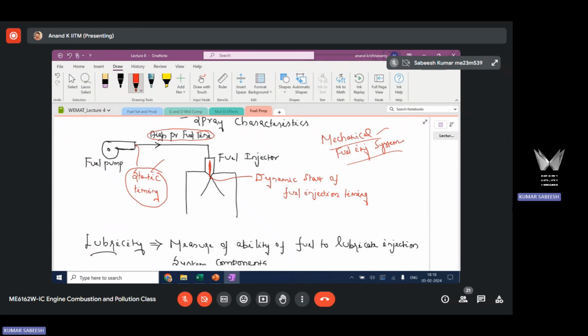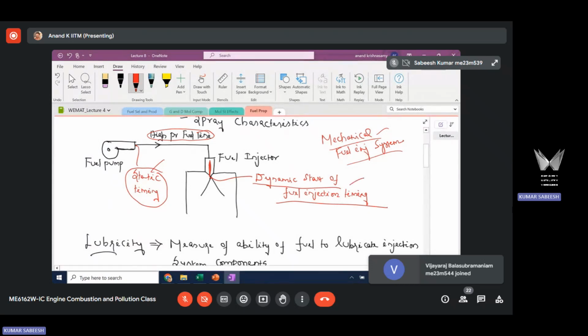Okay, so based on the engine design, the static timing is set. The time at which the pump opens and delivers the fuel into the high pressure line is set. But what is different is the dynamic timing. Dynamic fuel injection timing is the time at which the needle lifts and sprays fuel into the engine cylinder. This is one of the important fuel injection timings that affects the combustion phenomena, because the time at which the fuel is sprayed into the engine cylinder will carry a lot of significance.